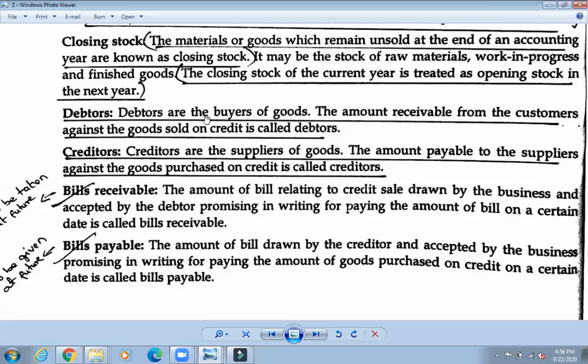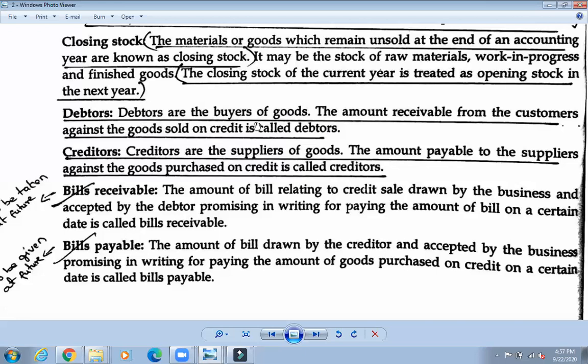The debtors are the buyers of goods. They bought the goods on credit. If you have a shop, there are so many people who take goods on credit, and those who take on credit are called debtors. The amount receivable from the customer against the goods sold on credit. That means if the goods are sold on credit, those people are called the debtors. They bought but the payment is on credit.